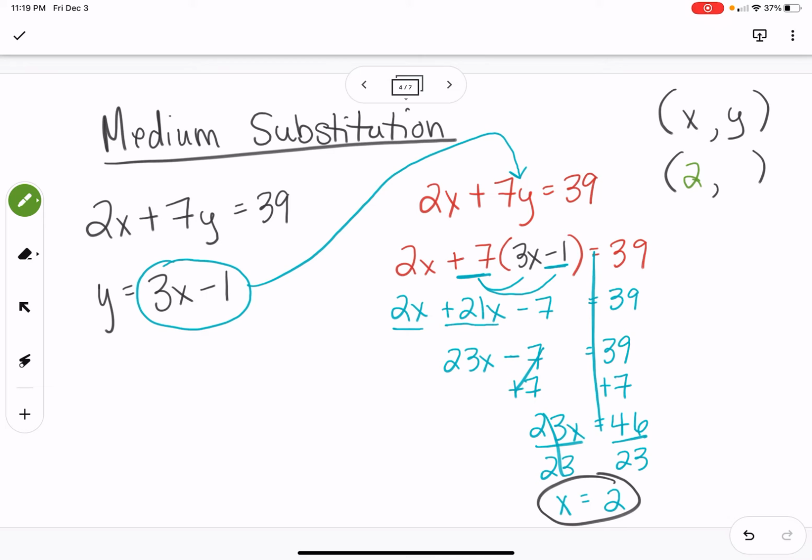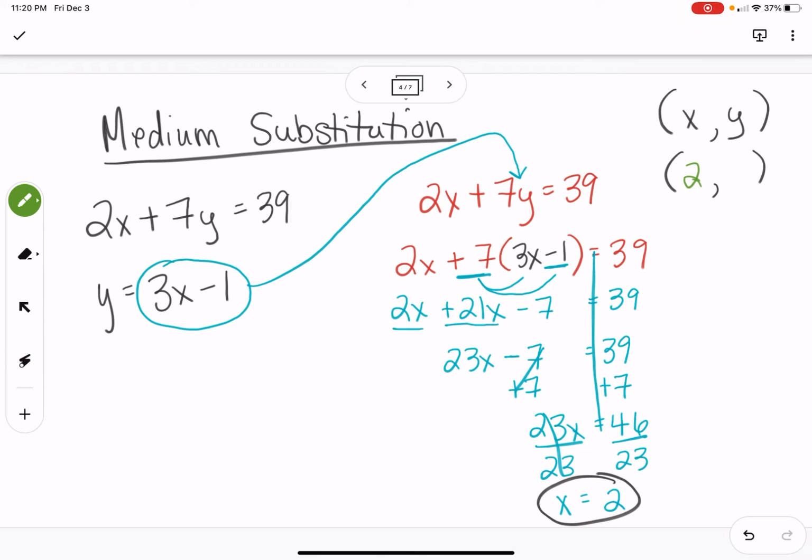So I want you to go back and notice over here, we're given that y equals 3x minus 1, right? The only thing keeping me from knowing what y is that I didn't know what x was, right? If I knew what x was, I could plug it in, and there's y. Well, guess what? We now know that x is 2.